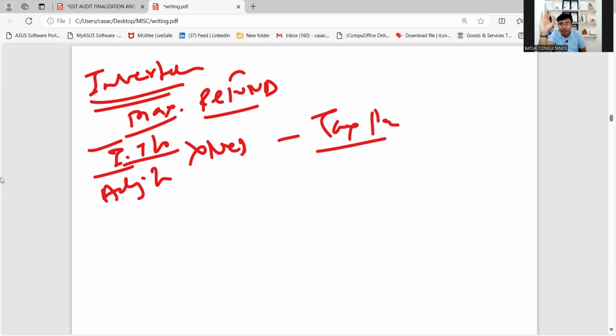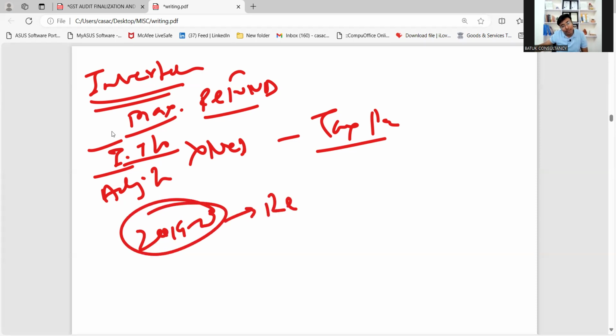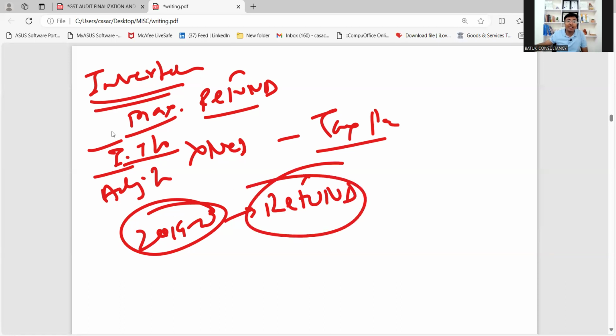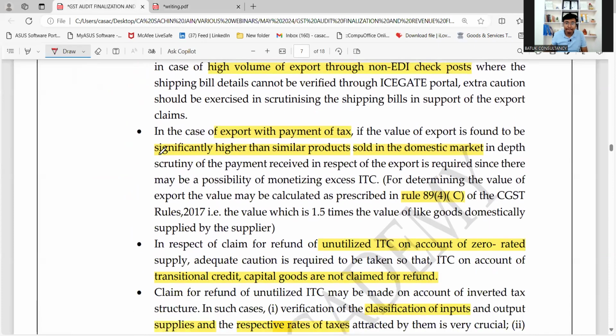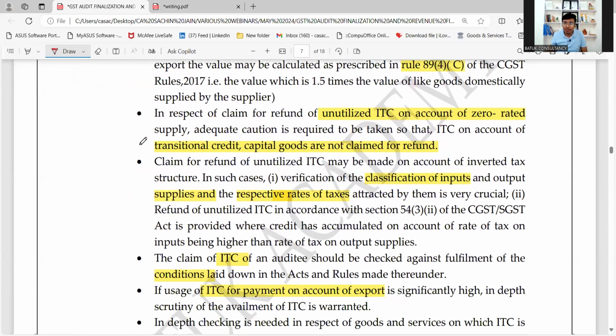In that case, when we are doing the business audit, suppose you are doing the business audit of 2019-20, at that time you have found out that that particular person has claimed the refund. In that case you have to check that the complete amount is received in forex or not. If the complete amount has not been received, in that case we have to get that refund reversed. We have to issue the instruction regarding reversal of refund. These are very silly points, but these play a very important role. Export work in case of zero rated supply.